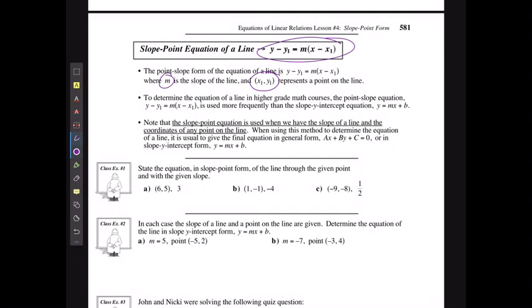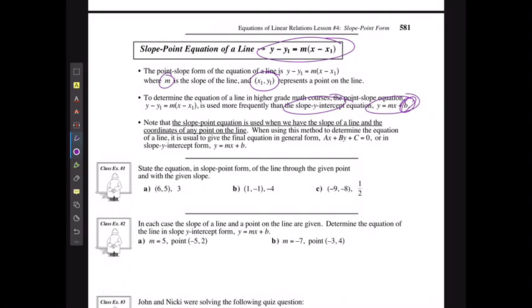To determine the equation of a line, in higher grade math courses, the slope point equation is used more frequently than the slope-intercept equation, and the reason for this is the slope-intercept equation typically is only useful if we have an exact integer y-intercept. If we don't have an exact integer y-intercept, then it's not necessarily going to work out for us. But if we use the slope point, we could literally take any possible point that would exist on the line that would at some point be an integer and use that.